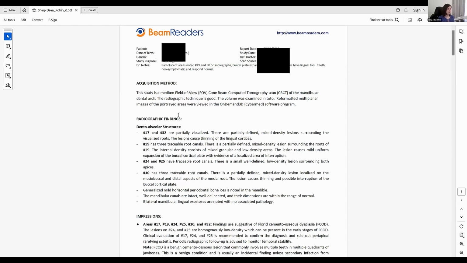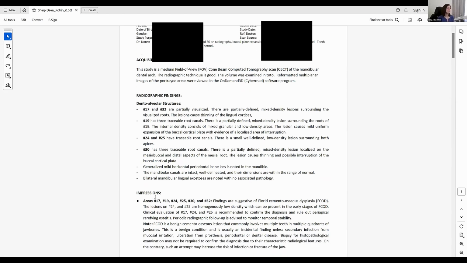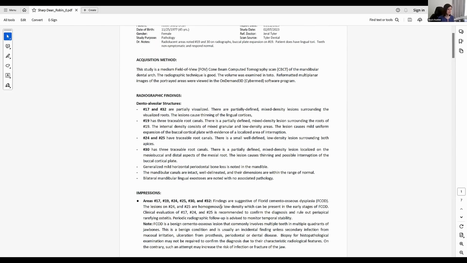We just mentioned them in this section. Now, in the next section, the radiographic findings is where we actually describe any findings that we think can be associated with the lesions or pathologies. And in the final section is where we kind of give our impressions or our differential diagnosis.